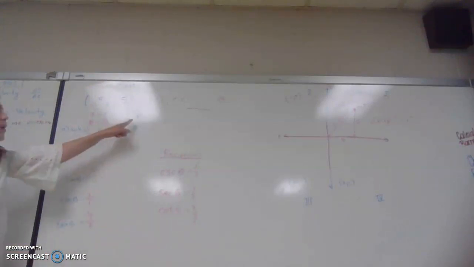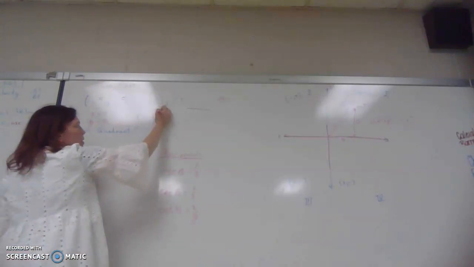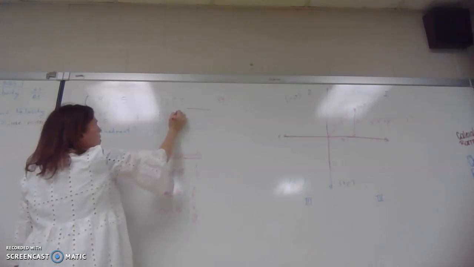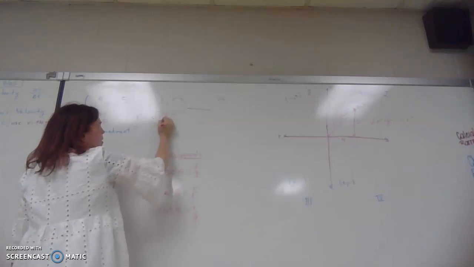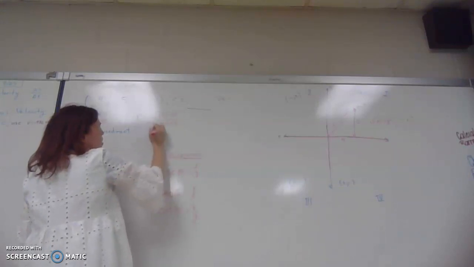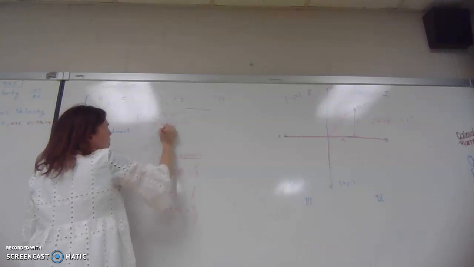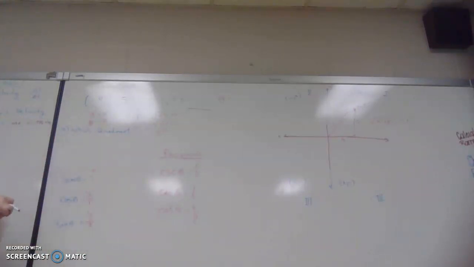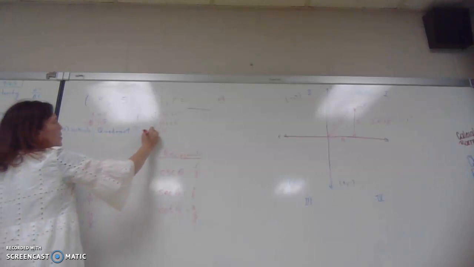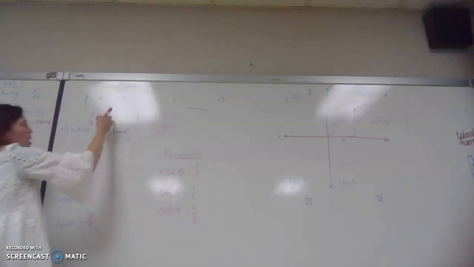So my radius is going to be the square root of 4 squared plus 5 squared, or the square root of 16 plus 25, which is the square root of 41. And leave it like that. Don't try to make it a decimal number yet. Just leave it as square root 41. So r is root 41. So this is my r, my x, and my y.